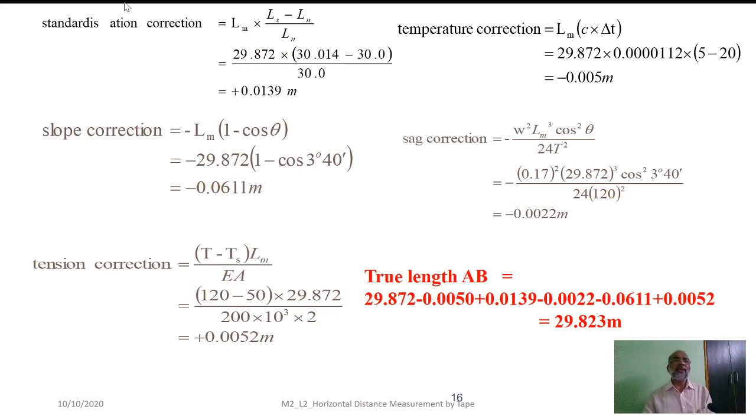As you see here, this is the standardization correction, this is the slope correction, this is the tension correction, this is the temperature correction, this is the sag correction. Hence, as we consider the worked out results under respective categories with the appropriate sign, we will be able to determine the true length as 29.823 meters.